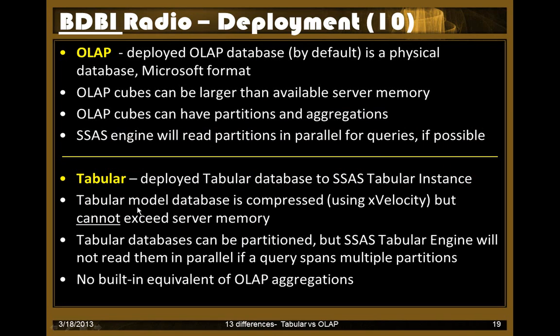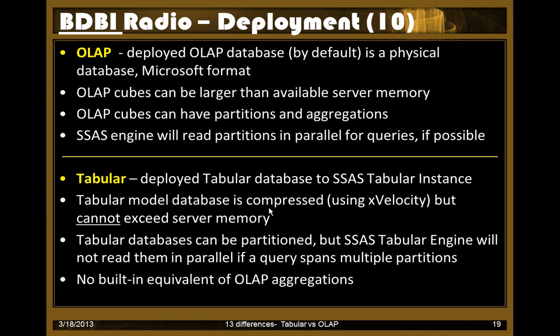Now, here's a big difference between the tabular model and the OLAP model. The tabular model, the resulting database, is compressed using the XVelocity engine that Microsoft has written, but the resulting database cannot exceed server memory. It cannot. So let's say that you originally had a source database that was a terabyte. Now the resulting tabular model might wind up being 100 to 200 gigabytes depending upon what level of compression you get. Well, that resulting tabular model has to be able to reside once it's compressed in server memory. If not, you can't use it.